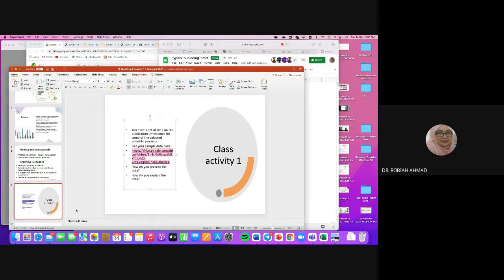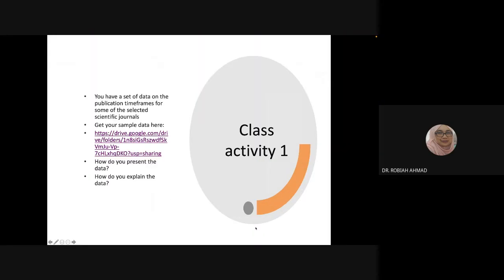The class activity is, assuming you have already designed your research, in chapter 3 you have the research methodology, you have set up your literature review, and then you have your data. So assuming this is one of the data that you have, the task that I assign you is how do you present the simple data and how do you explain the data based on the data presentation. So how do you explain the data?